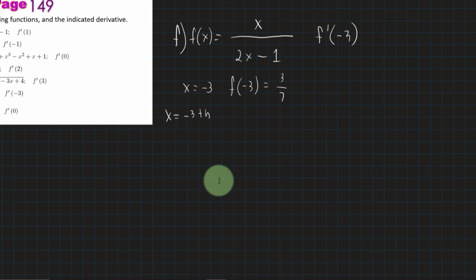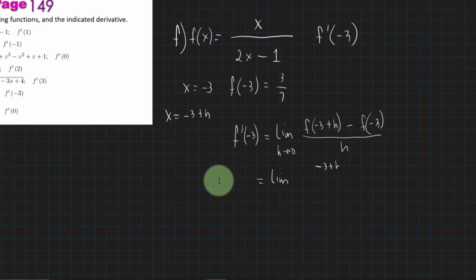So, that will give us the limit. So, f prime of x, or f prime of negative 3, is equal to the limit of f of negative 3 plus h minus f of negative 3 all over h as h approaches 0 is equal to the limit of, this will be negative 3 plus h sa numerator over 2 times negative 3 plus h minus 1, all over, minus 3 over 7. Yan. All over h. As h approaches 0. Is equal to the limit.